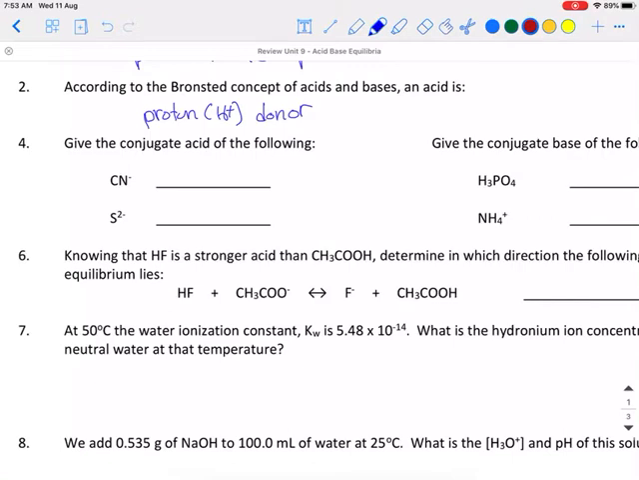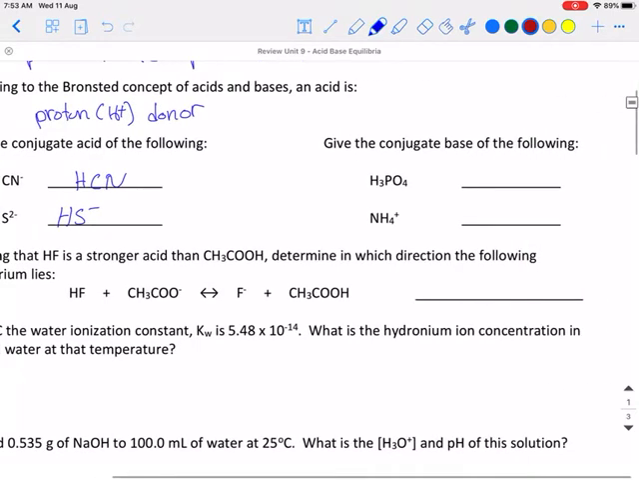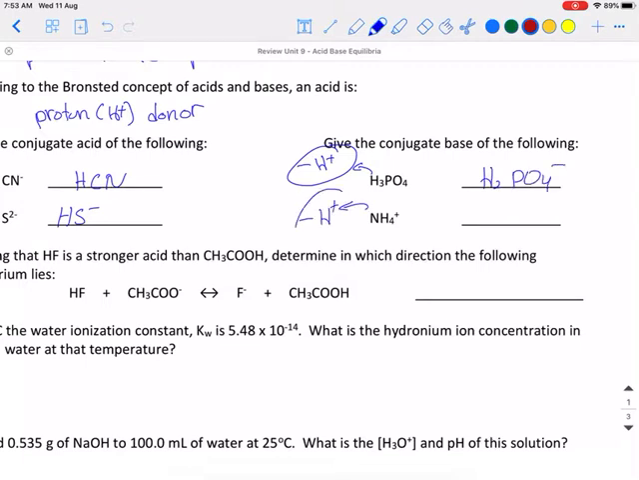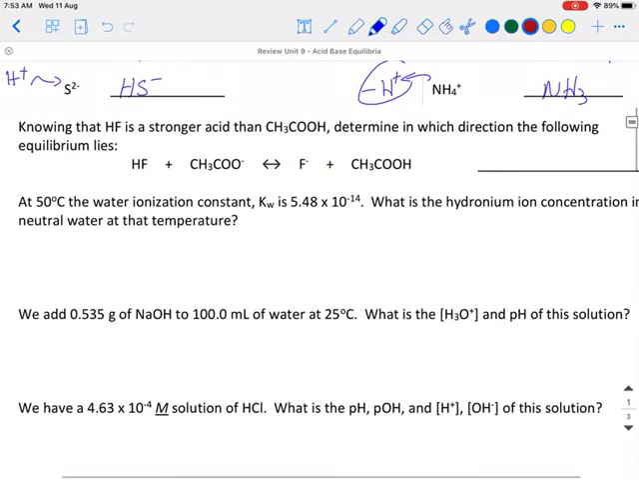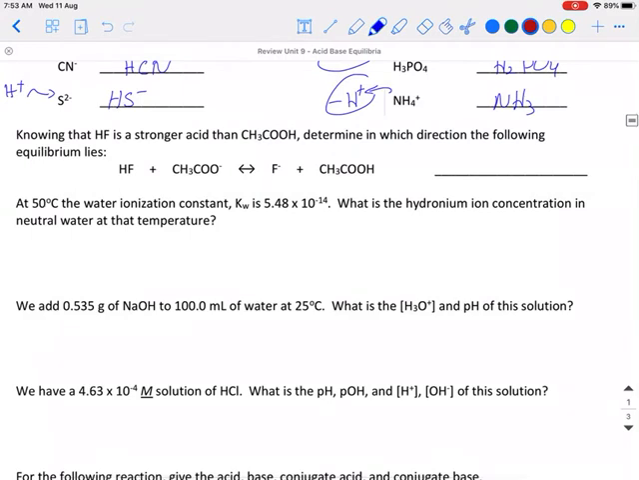Give the conjugate acid of the following. These are substances that we need to write the conjugate acids for. It means that we have to add H plus to each one. So when we add H plus, that turns to be HCN. Add H plus, that turns to be H2S minus. And this one I want to give the conjugate base, so it means that I have to remove H plus, which turns to be H2PO4 minus. I have to remove one H plus and it turns to be NH3.